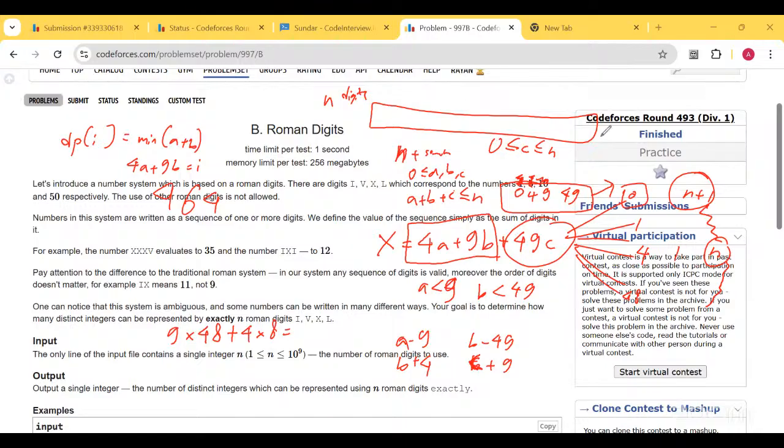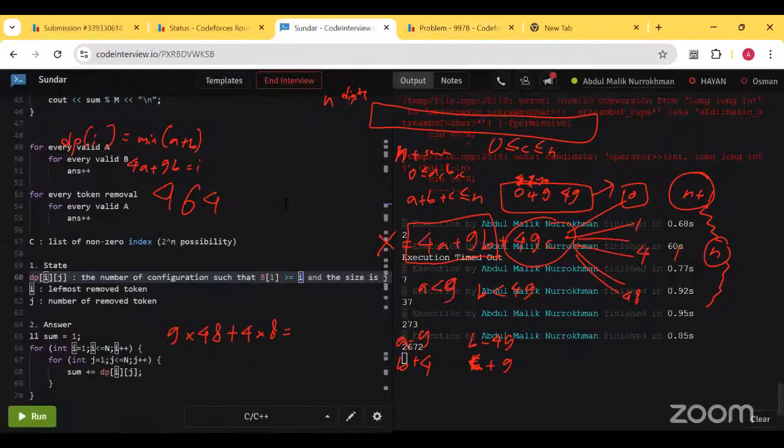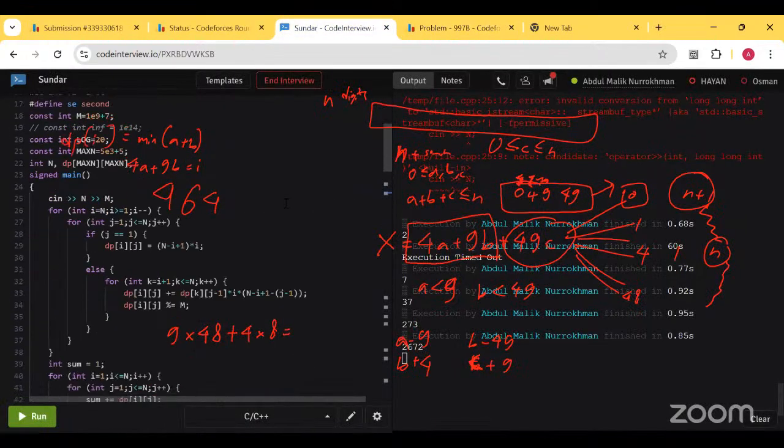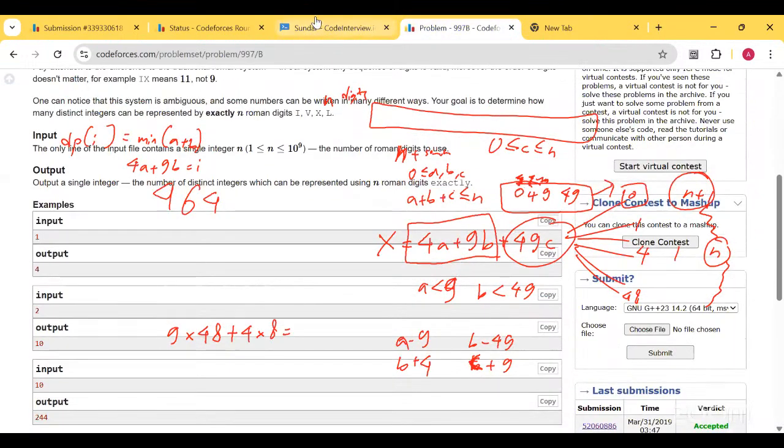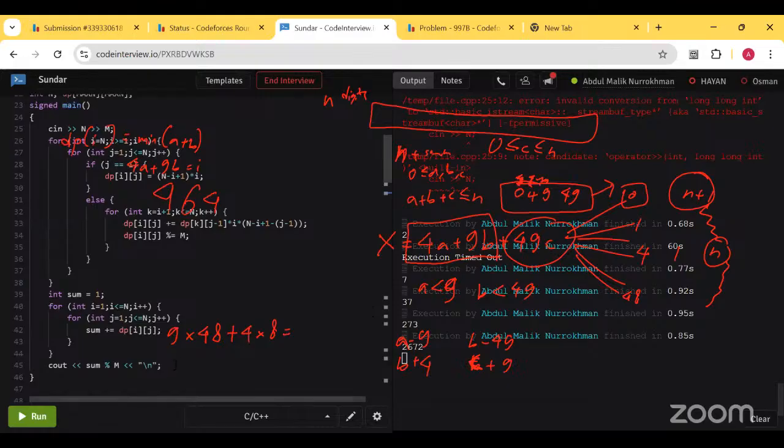Any question? I think it is simpler. The implementation will be simpler as well.